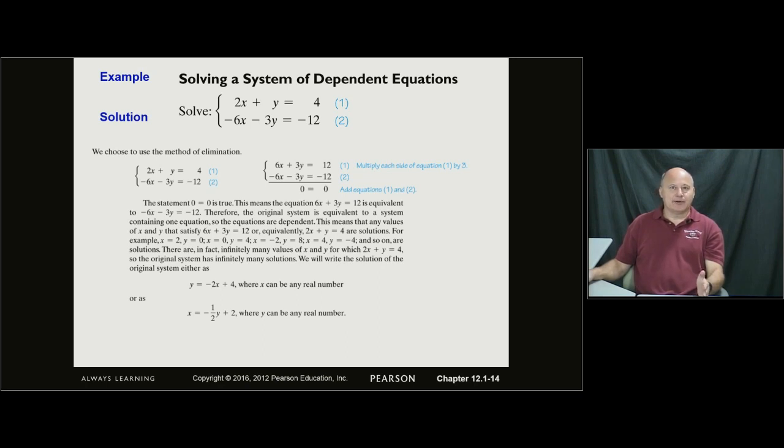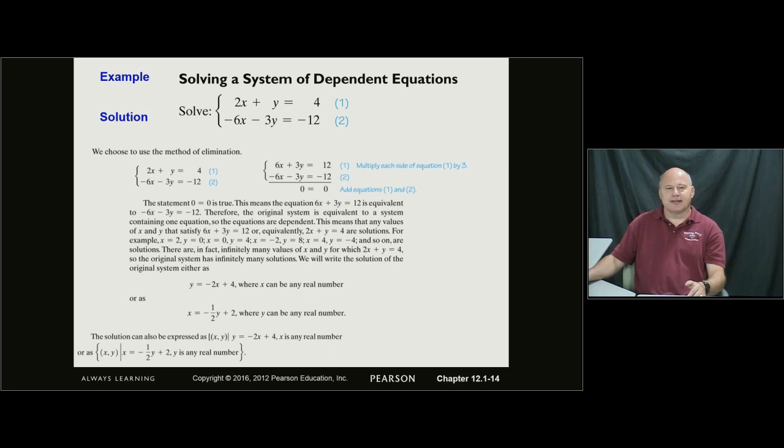So when they see 0 equals 0, they say, oh, that's the dependent system. So they immediately translate that into saying, oh, then it's all ordered pairs or infinitely many solutions or all real numbers or something like that. But you can't say that. It's only the ordered pairs that are on the line. So you would say, well, y equals negative 2x plus 4, or you could just say x equals 1 over 2y plus 2, whichever you want to solve for.